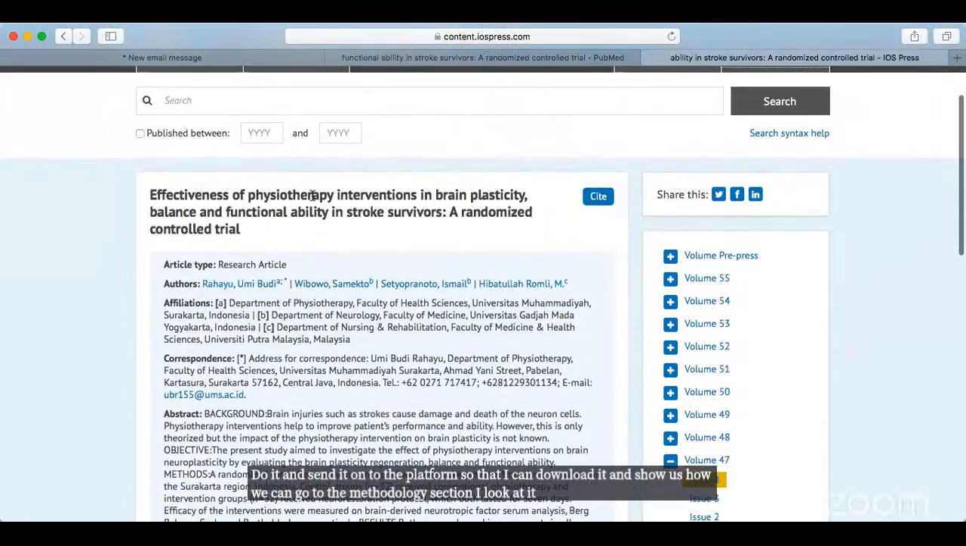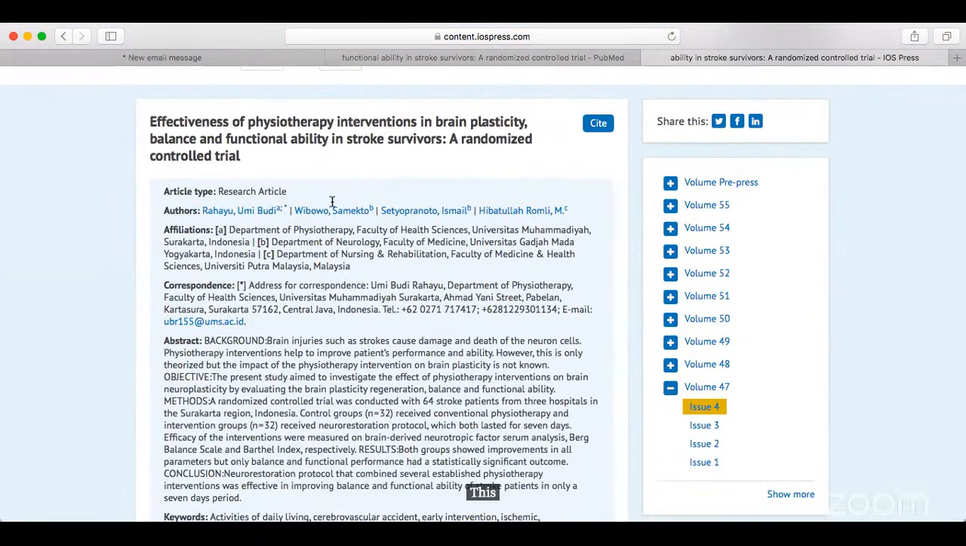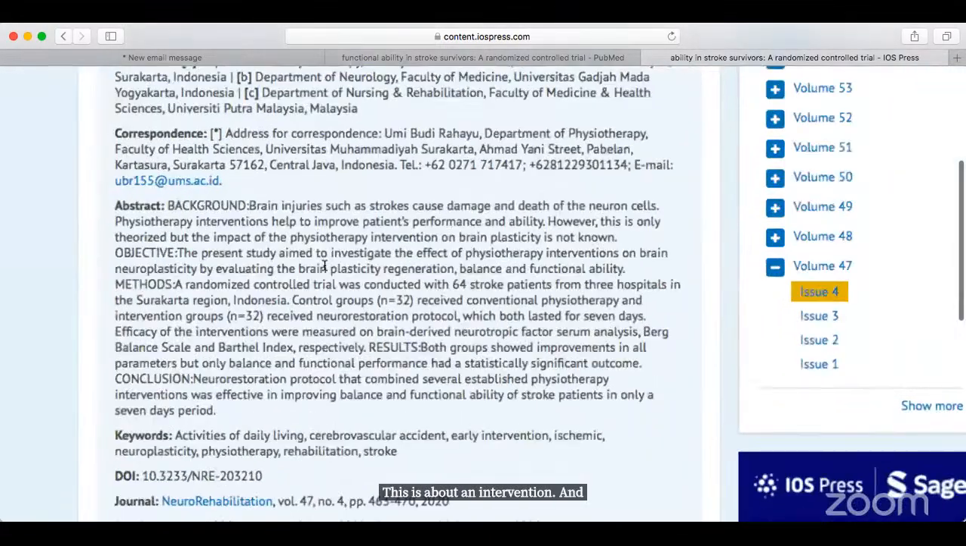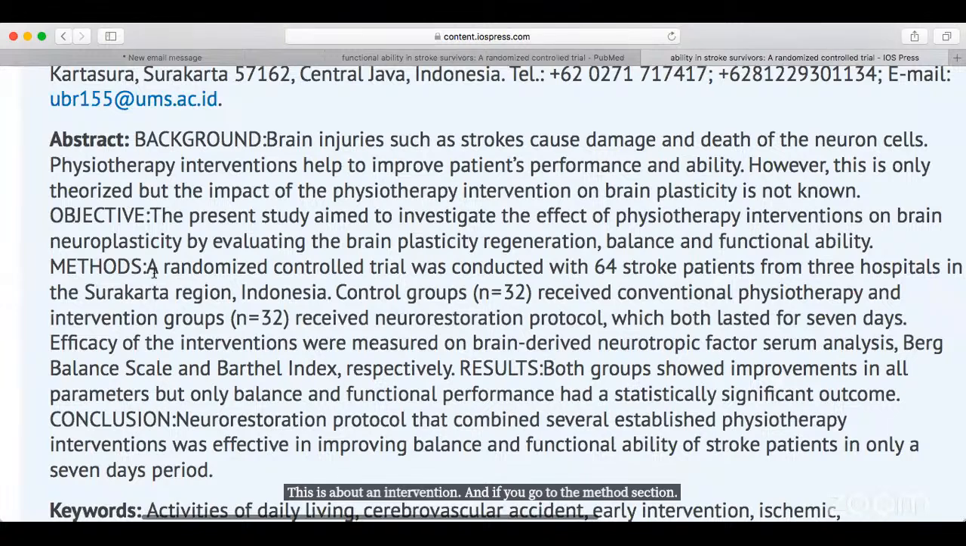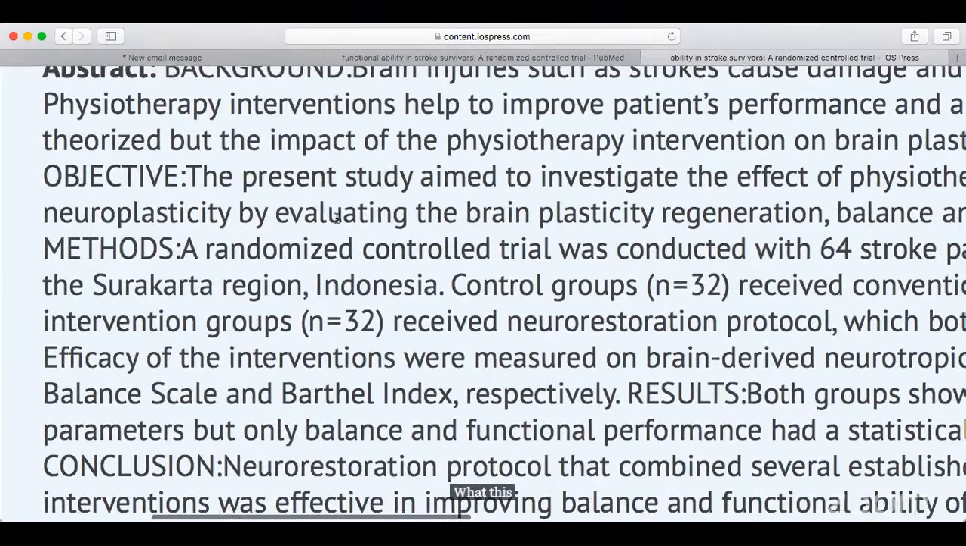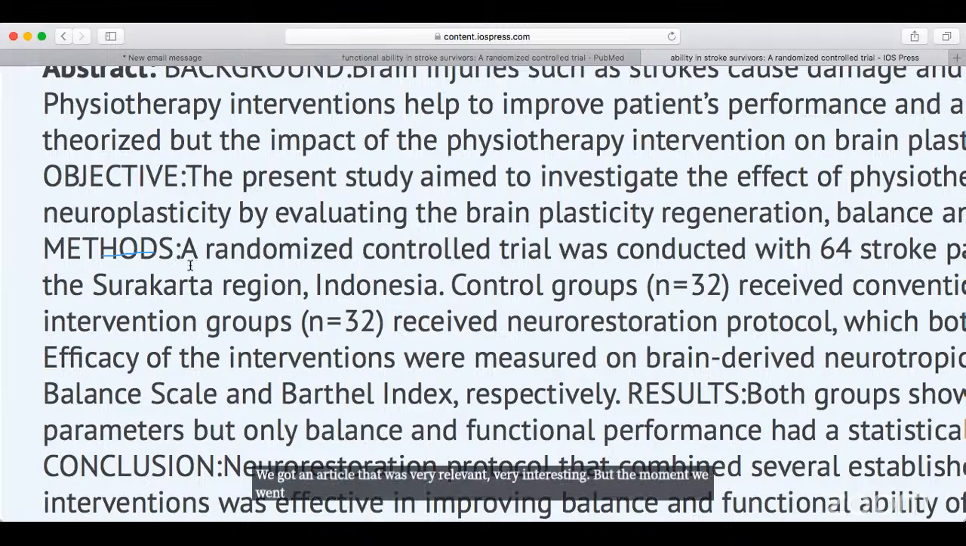Another interesting thing with this is that it is an intervention. If you go to the method section, the first thing you see there says a randomized controlled trial. What this tells you is that this is acceptable as evidence-based practice, because in the hierarchy, RCT is considered high quality research. On Saturday, when we were looking at the papers, we got an article that was very relevant, very interesting. But the moment we went to the methods, we realized that it was a case series or a case study. And we said, no. We can't generalize this to our patient.